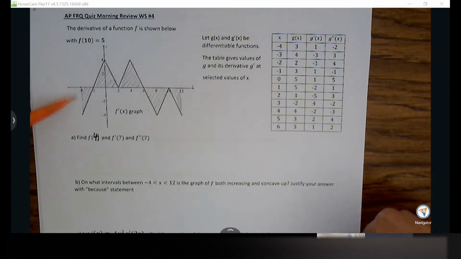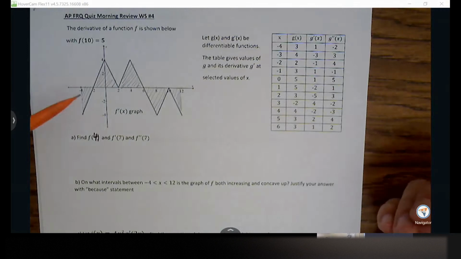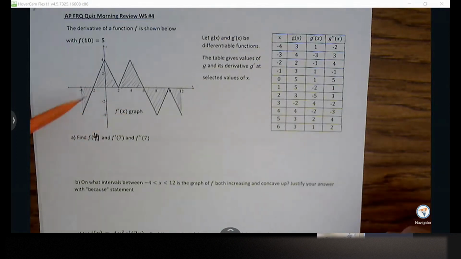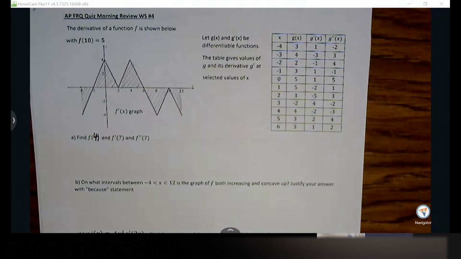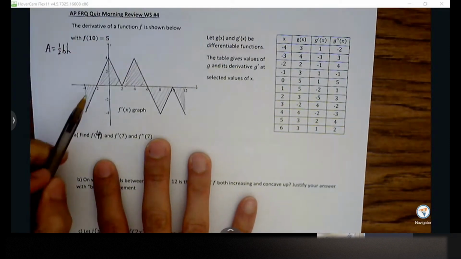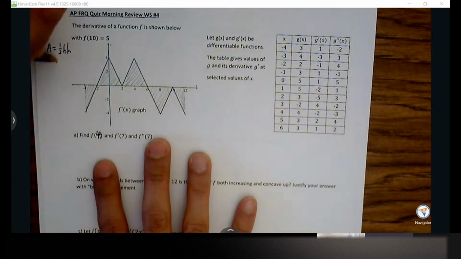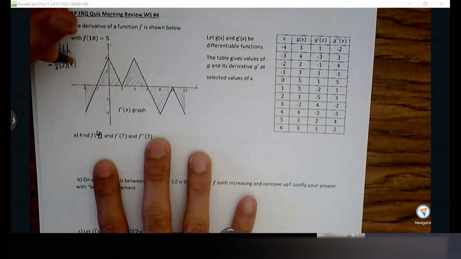Find f of 4. Now we know that we're going to have to involve areas of these triangles here. So let's just go ahead and find one of them. I think once we find one, they're all going to be the same because they all have similar dimensions. So I'm just going to fill these in, and it's 1/2 base times height here. That's a base of 2 and a height of 4. So that's going to give me -2. Oh, sorry, -4.